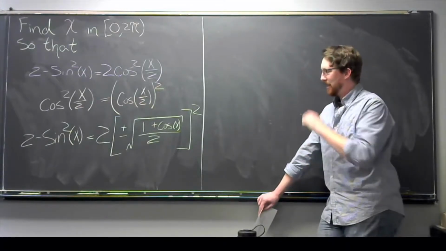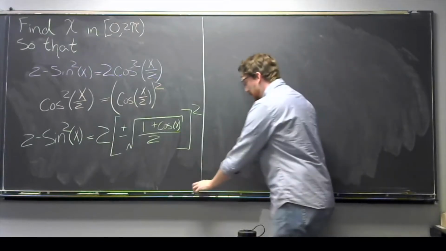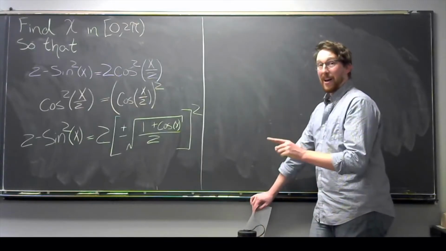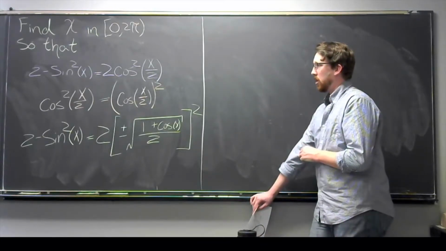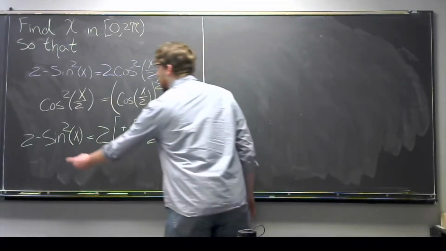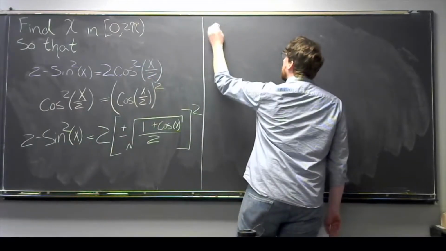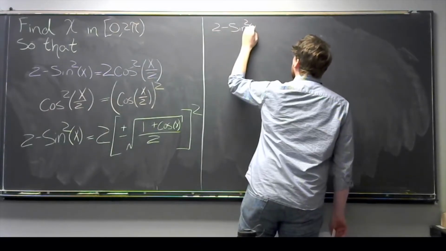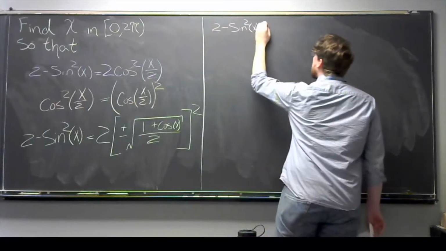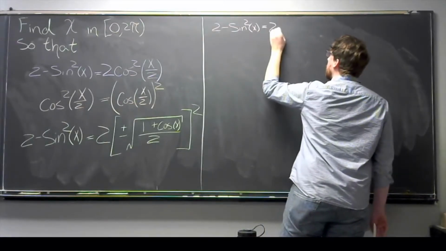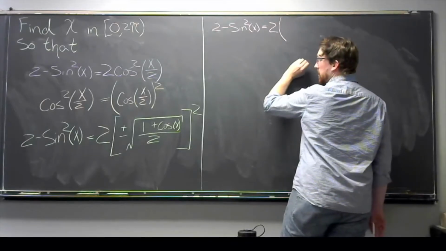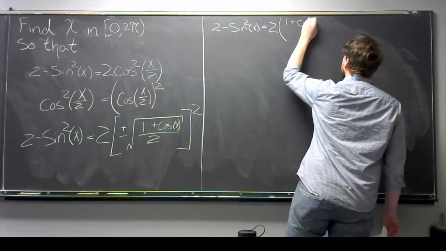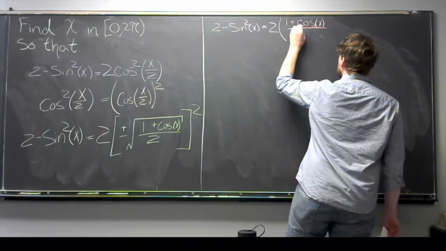Anyhow, doesn't matter. So, the thing I keep forgetting in the other videos is to point out why we make this next move. So in this next move, what we've got is 2 minus sine squared x is equal to 2 times 1 plus cosine x over 2.